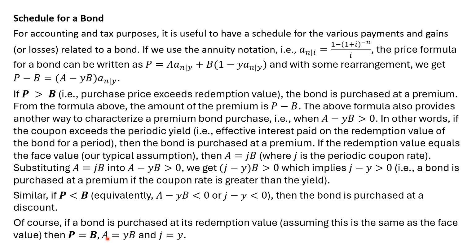And in that case, A, the coupon, equals the periodic yield, and the coupon rate equals the yield. Okay, so that's quite a bit there. You may want to pause the video just to read through this a second time. But again, all I'm doing here is giving you three ways of categorizing whether you've purchased a bond at par, at a premium, or at a discount.